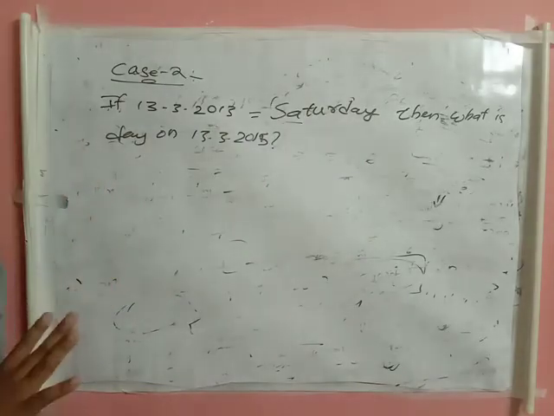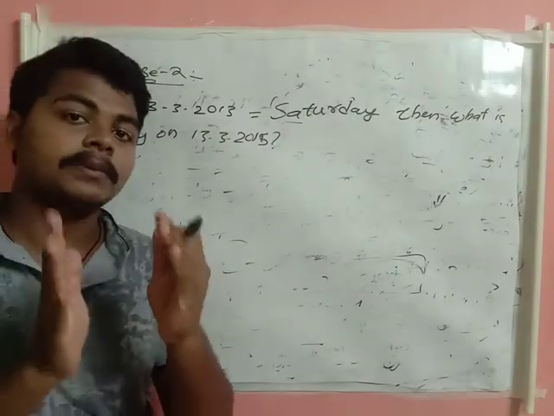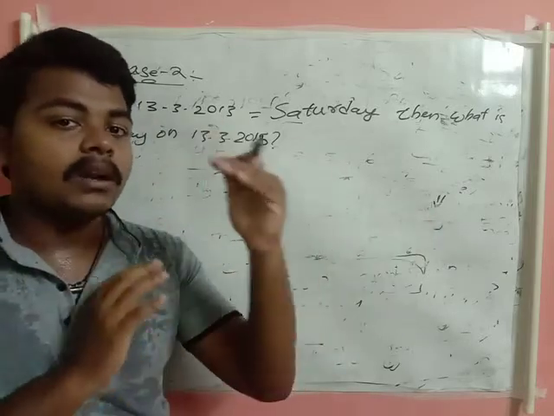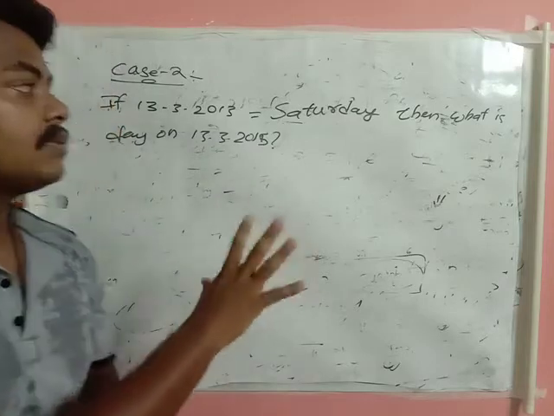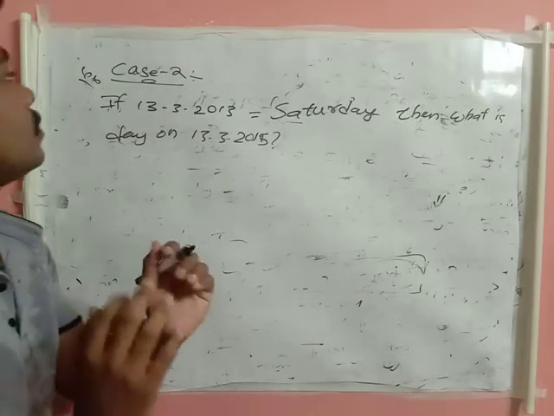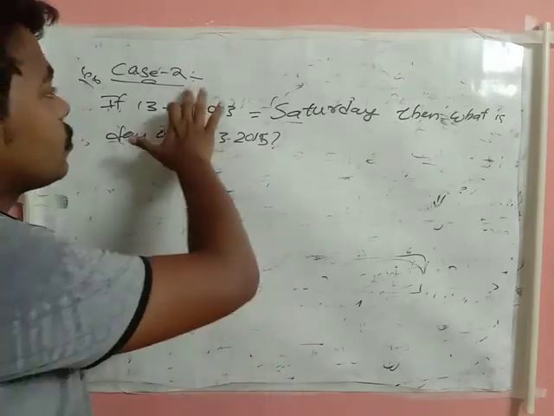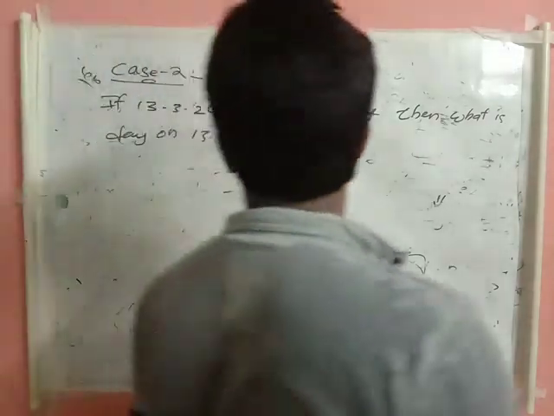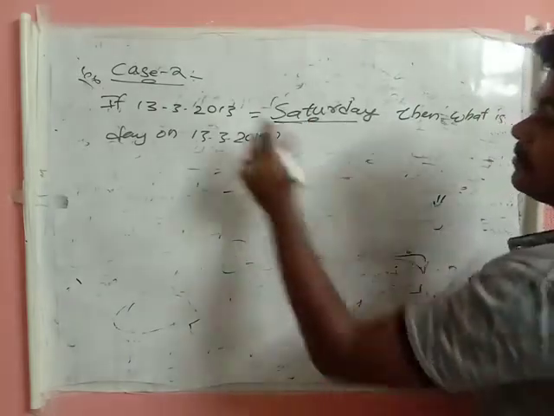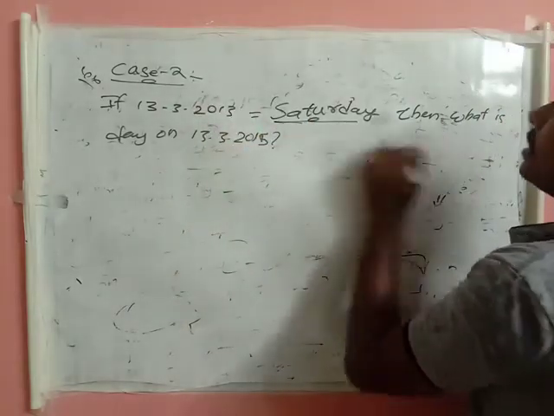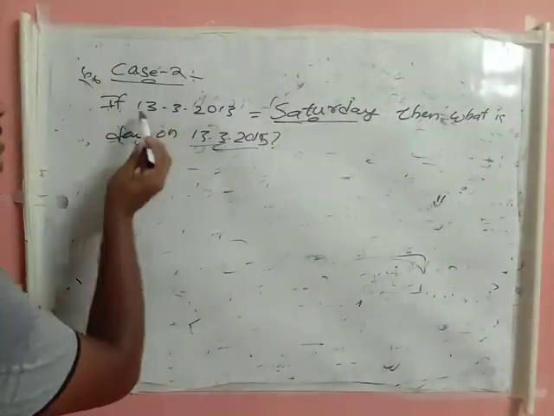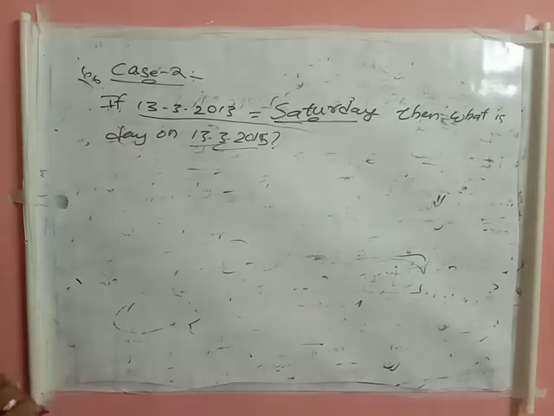So this is case 2. Initially we discussed case 1, and I already told you the difference between case 1 and case 2. In case 1, they give you one date and ask what is the day on the given date. But case 2 is very important, because most of the questions, when they want to ask questions from the basics itself, will be on case 2. So what does case 2 tell us? If 13th March 2013 is Saturday, then what is the day on 13th March 2015? The reference date for this is this.